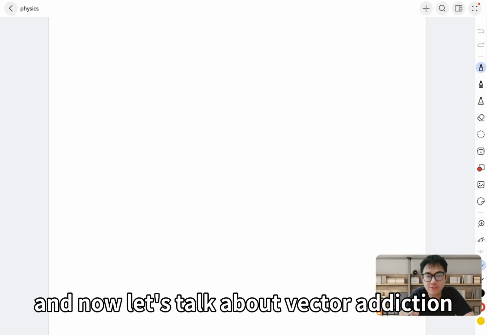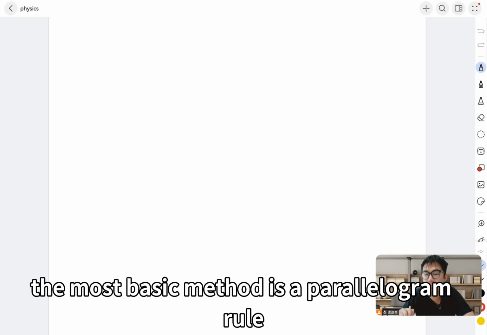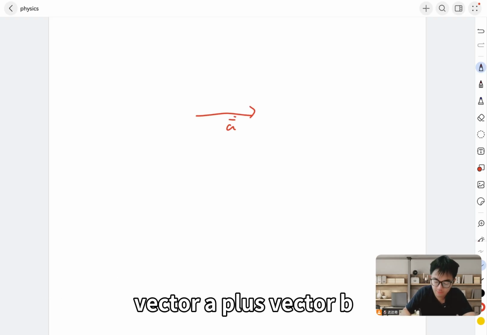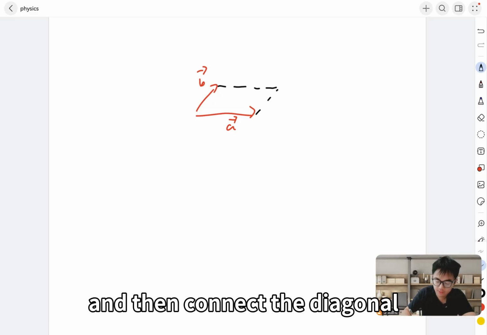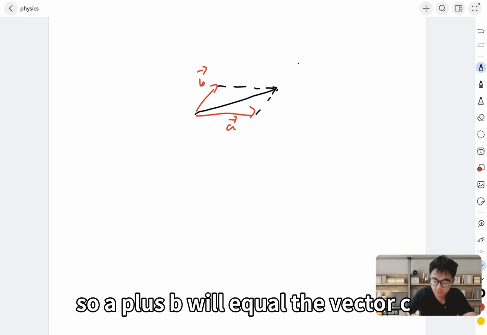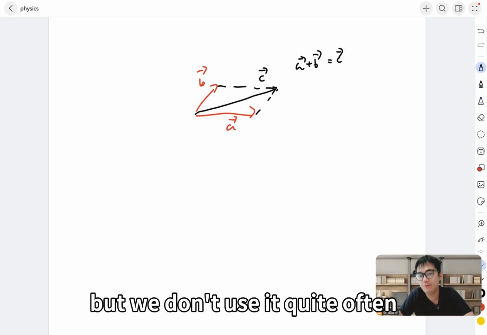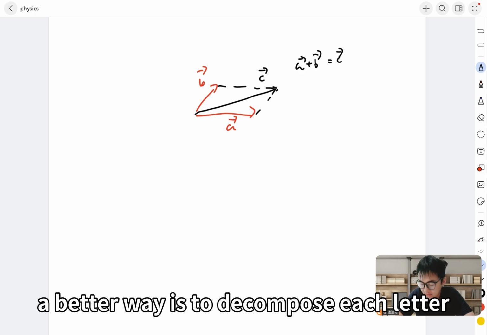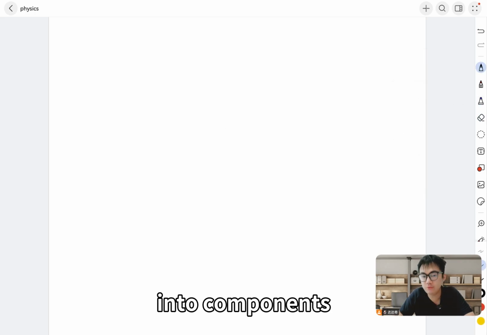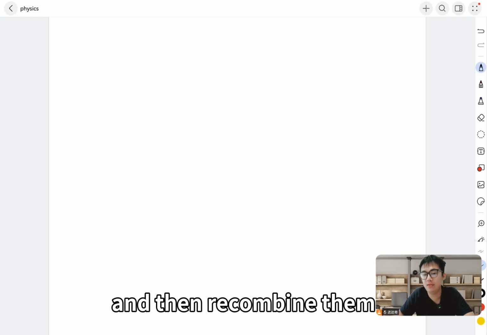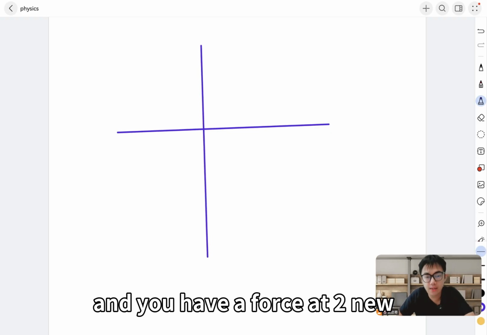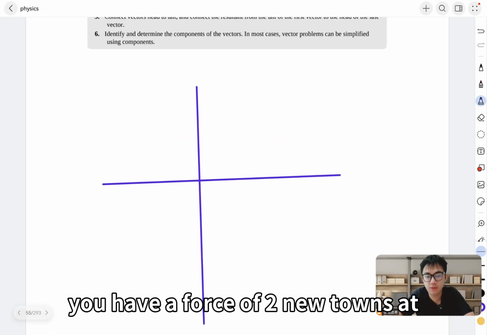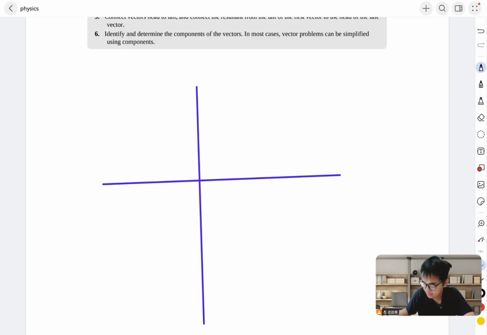And now let's talk about vector addition. The most basic method is the parallelogram rule. Say vector A plus vector B. You can combine them as a parallelogram and then connect the diagonal. So A plus B will equal the vector C. But we don't use it quite often. A better way is to decompose each vector into components and add the components separately and then recombine them. For example, let me just give you a coordinate system. And you have a force of 2 newtons at 60 degrees.